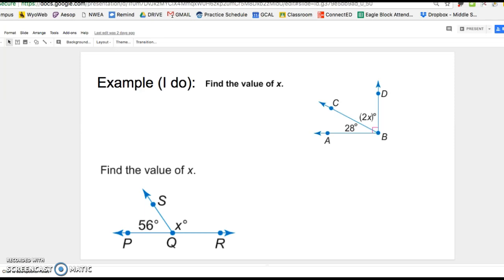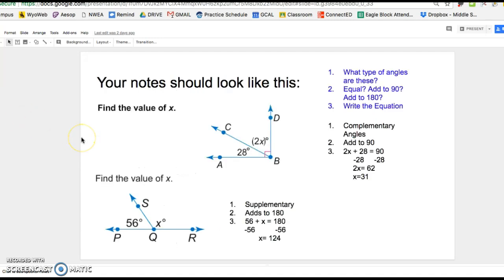And then when you're doing that, then you can move down to step 2. If they're vertical, they were going to be equal. If they were adjacent, they had to add to 90 or add to 180. That add to 90 would be complementary, add to 180 would be supplementary. Okay, so if you're looking at this, I'm going to skip to the next slide just so you guys can see the notes. So step 1 are what type of angles are these? So these 3 steps I wrote in blue, they should already be in your notes. Okay, so what type of angles are these? Step 2 was, are they equal? Do they add to 90 or do they add to 180? And step 3 was, write your equation.